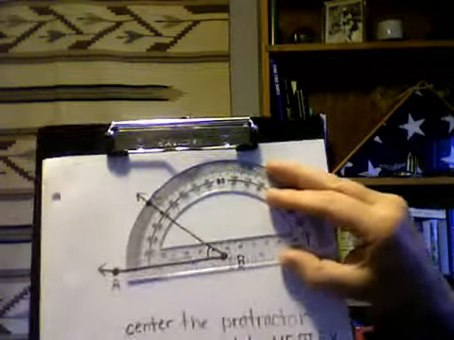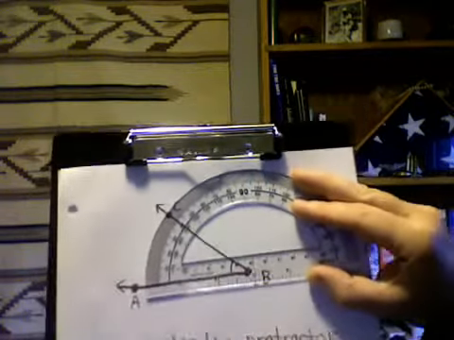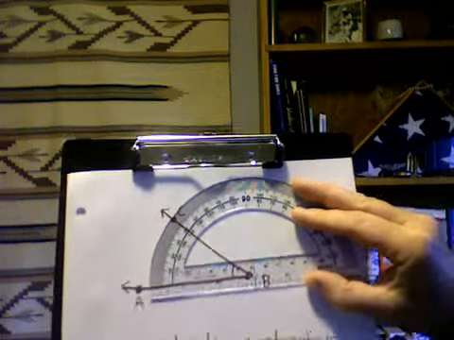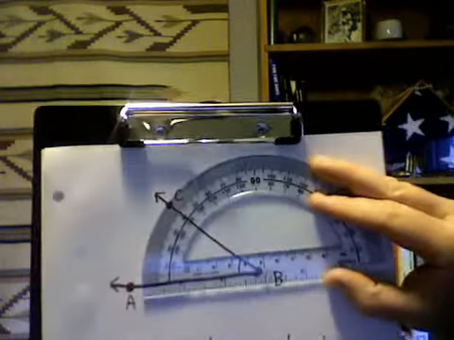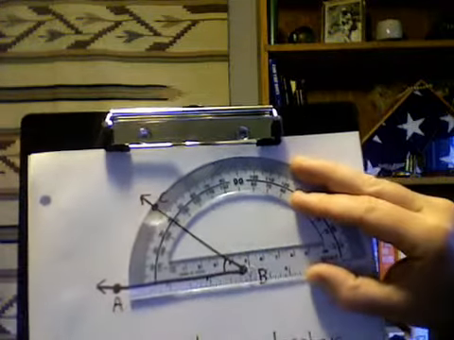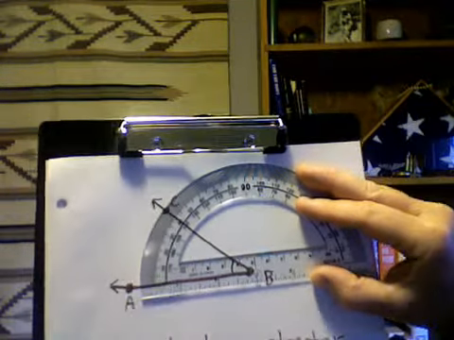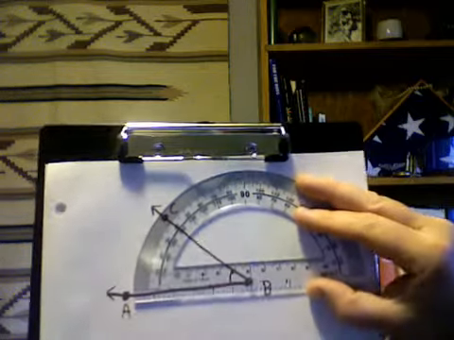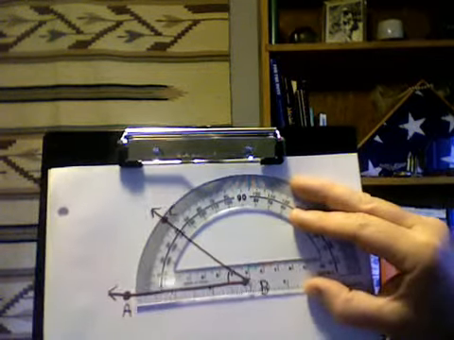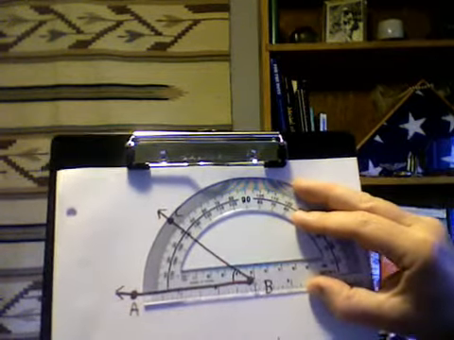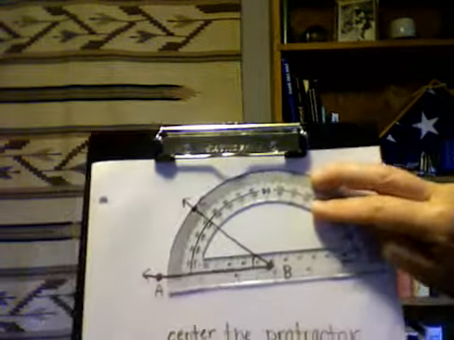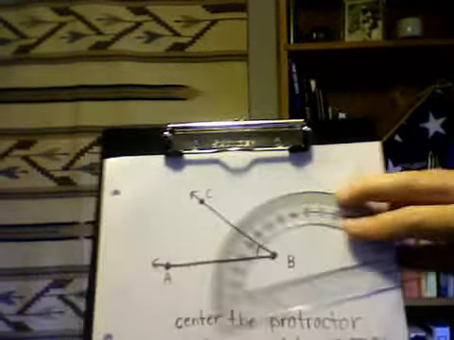And then you look to see where ray BC comes out the other side of the protractor, and you read that this one is 40 degrees. This angle is 40 degrees. And common sense will tell you that if you look at the other number, it says 140 degrees. That's obviously wrong because this angle must be less than 90, since we already knew that it was acute.